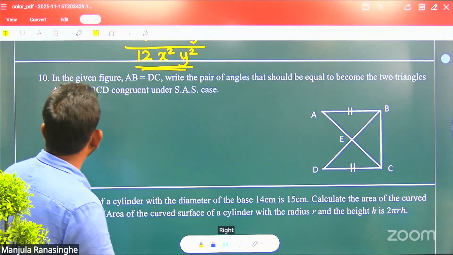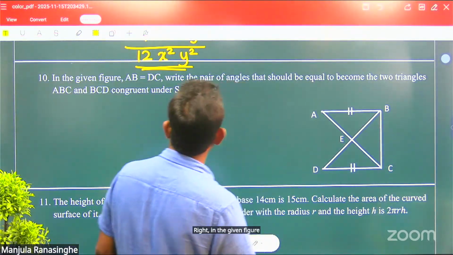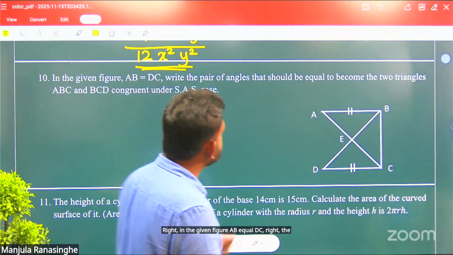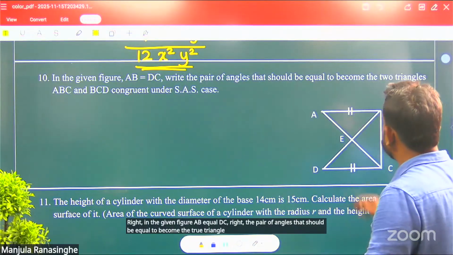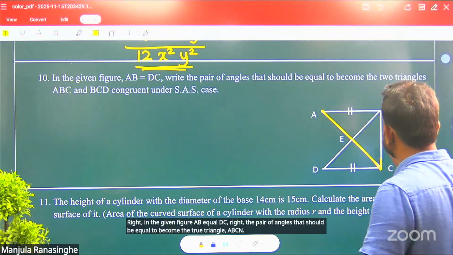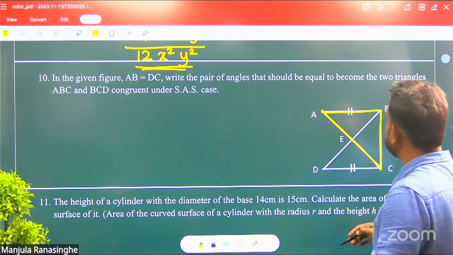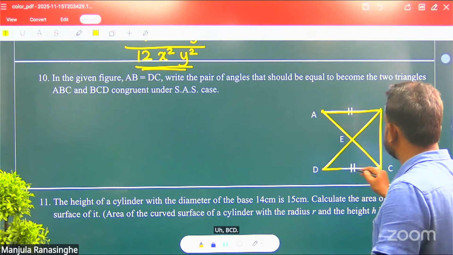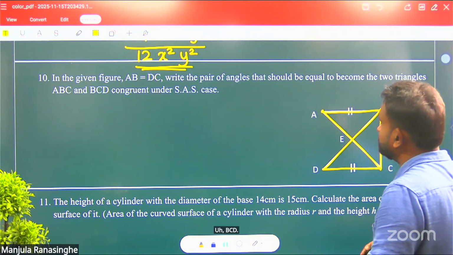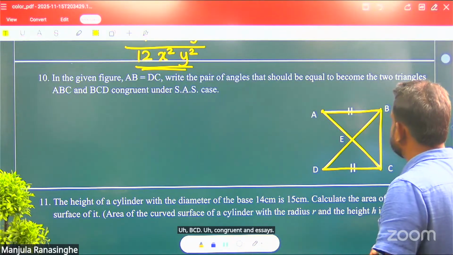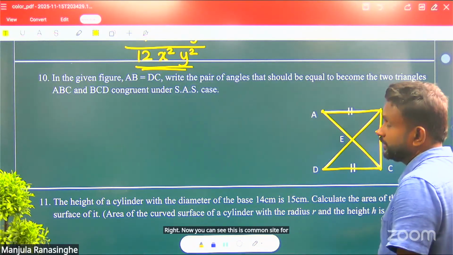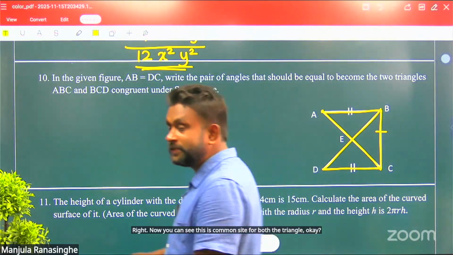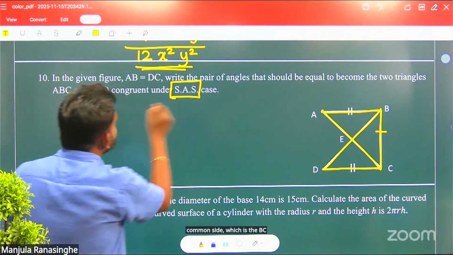In the given figure AB equals DC. The pair of angles that should be equal to make triangles ABC and BCD congruent under SAS, right? You can see there is a common side for both triangles, which is BC. And the case reference is SAS.